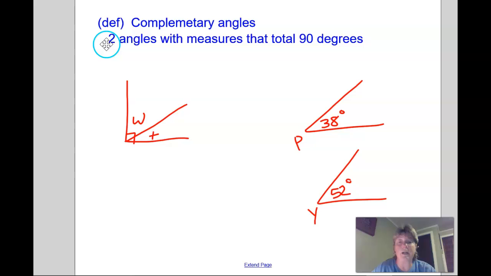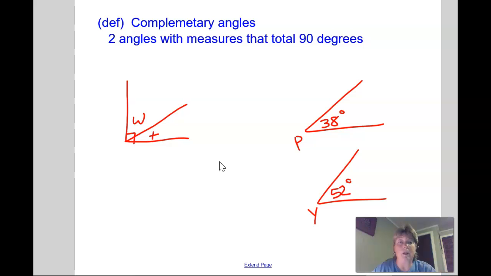All right, so complementary angles, similar to supplementary angles, these are angles that add up to 90 degrees. So we have a 90-degree angle here, and we've divided it up into smaller angles, so these two angles would be complementary. And here we have two sort of separate angles, but they add up to 90 degrees as well, so these angles are also complementary.